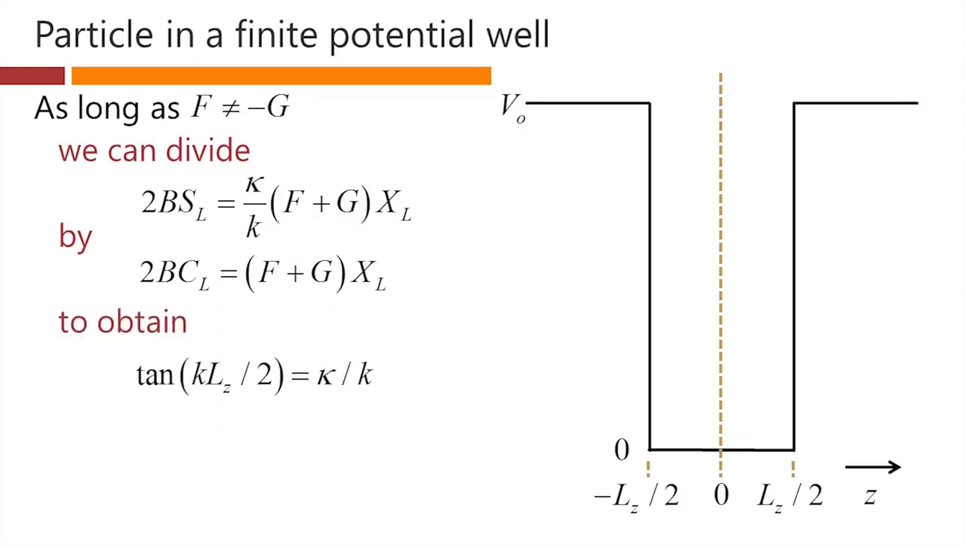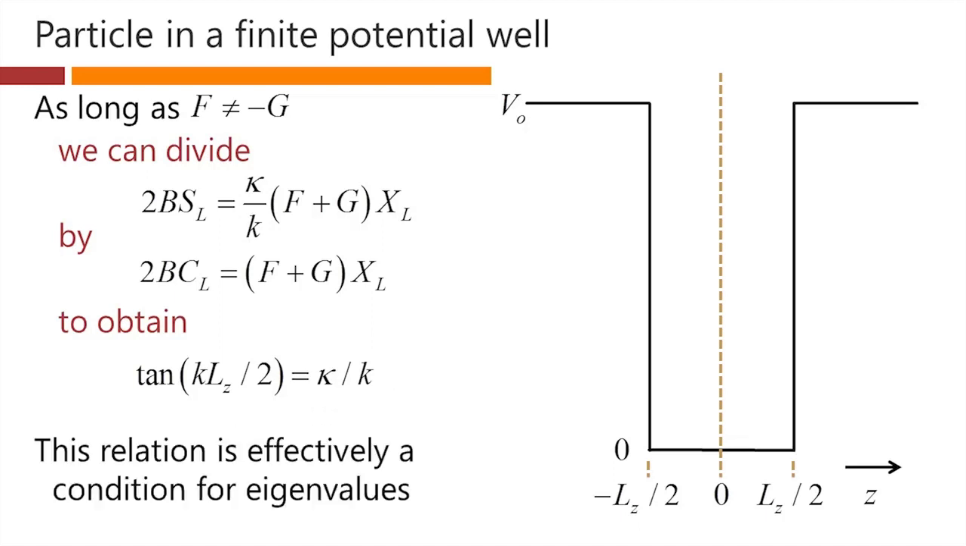So if f is not equal to minus g, we can divide one of these by the other, which means we end up with sine over cosine, which is tangent. The other terms cancel, the two b's cancel on both sides, and we've got just the same thing here as we have here, so we're left with kappa over k. So we get tangent of kLz over 2 is equal to kappa over k. And this is a relation that in the end will allow us to figure out what the eigenvalues are, the energy eigenvalues.